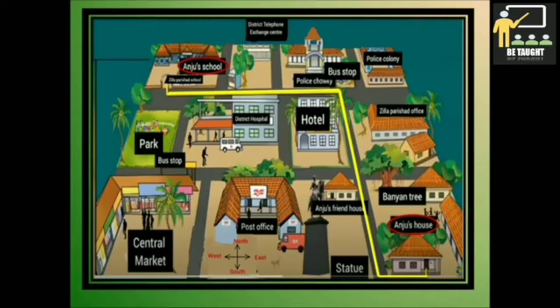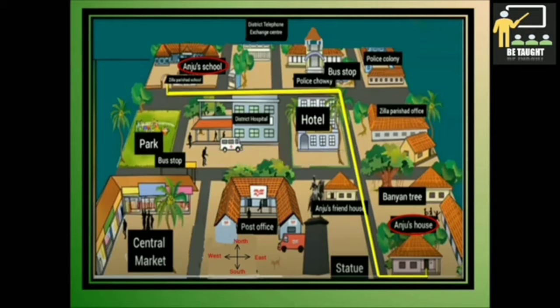Write the directions in which the places on the main road are situated. From the main road, police colony, bus stop, Police Chowki, District Telephone Exchange Center are situated in the north direction, while the hotel, district hospital, park are situated in the south direction.